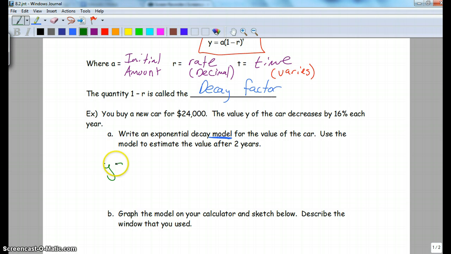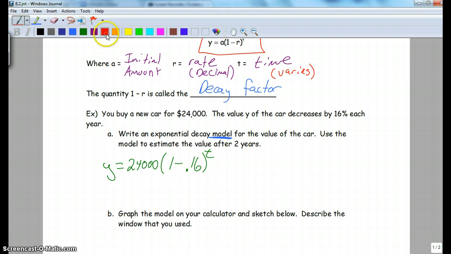So Y equals the initial amount. The initial amount is $24,000 times 1 minus, and the percent is 0.16. Remember, make the rate a decimal. Raised to the t power. Now we're raising it to the t power because remember, we're making a model. This is the model. Even though they want it for 2 years, first we're making the model.